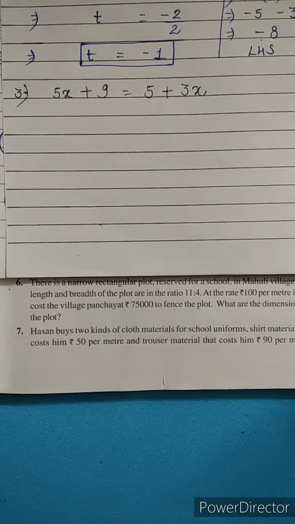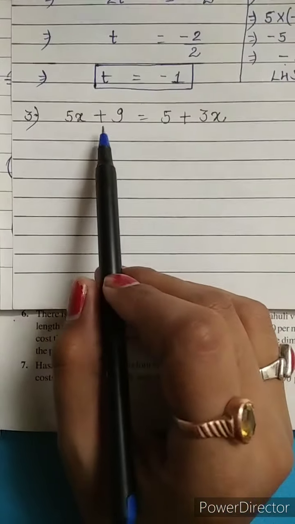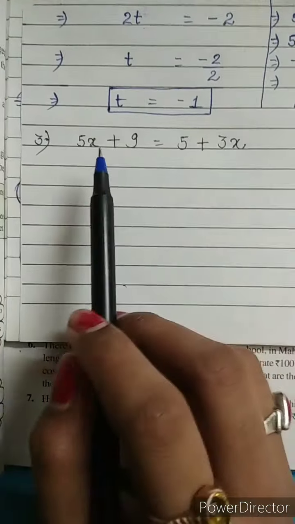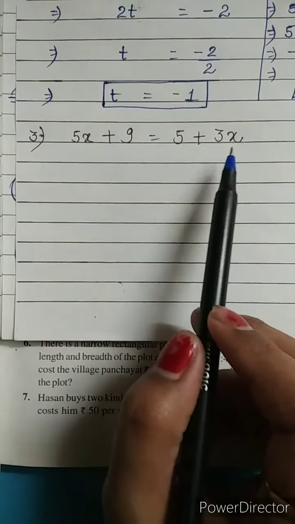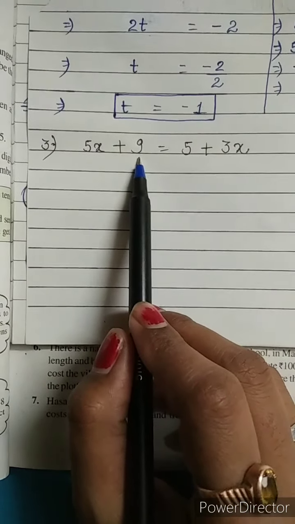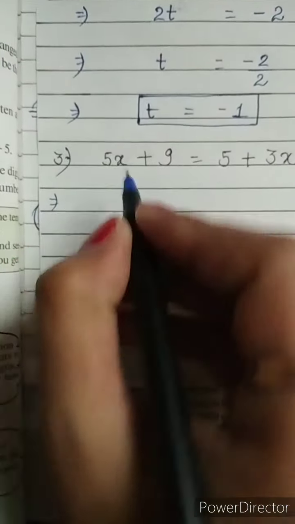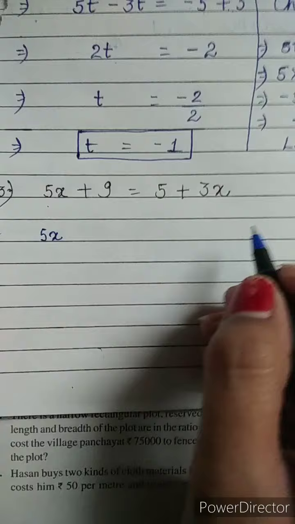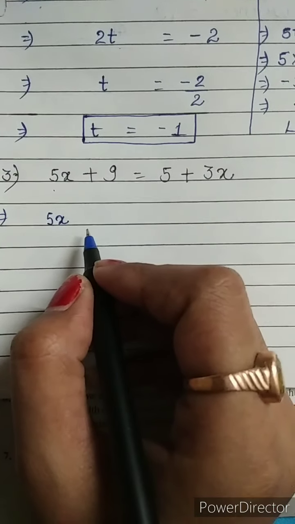Question number 3: 5x plus 9 is equal to 5 plus 3x. So we will combine 5x and 3x together, and this 5 and 9 together. Okay, so here 5x is already there, so we will take the x term from the other side to near the 5x.